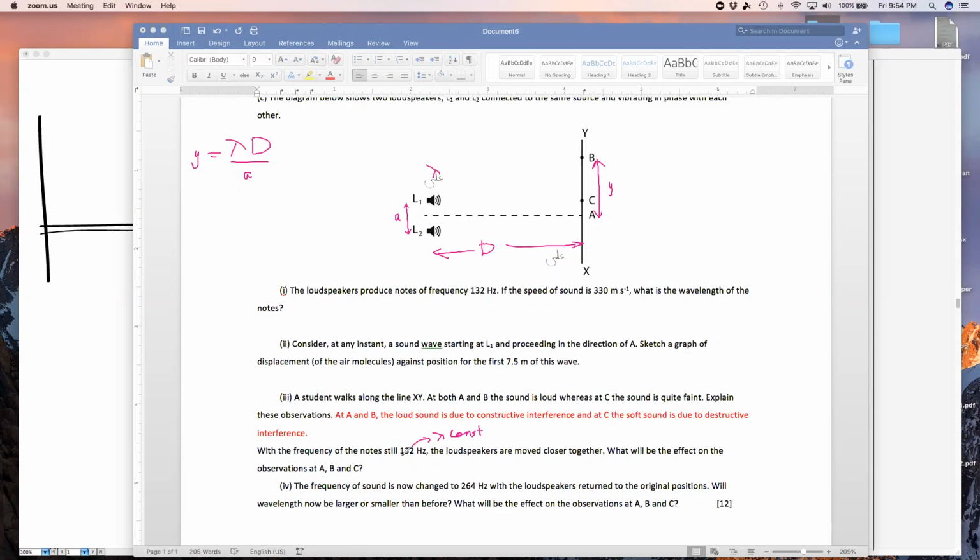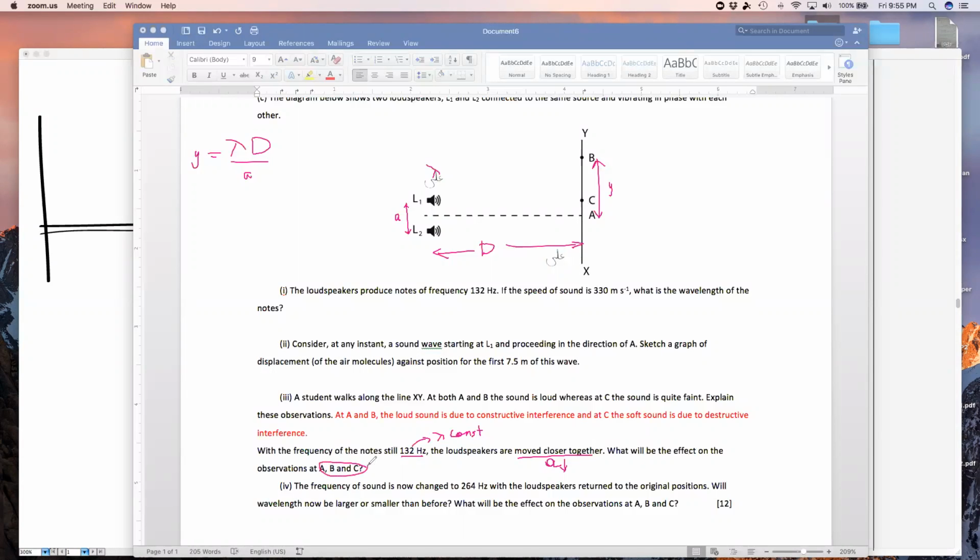With the frequency still at 132 Hertz, the loudspeakers are moved closer together. Moved closer together means what? A is decreasing. They move closer together, A is decreasing. What will be the effect on the observations of A, B, and C?